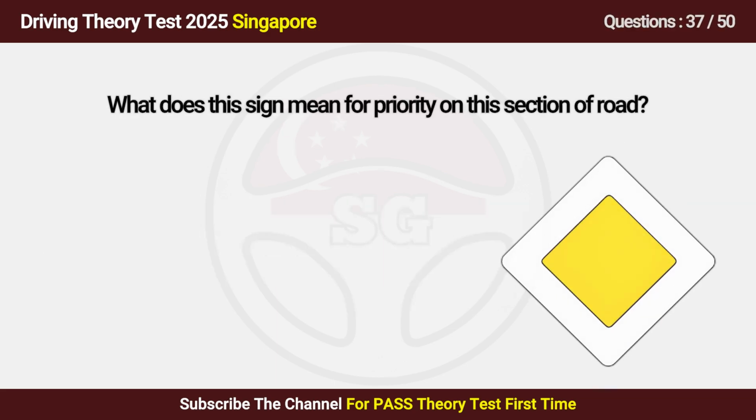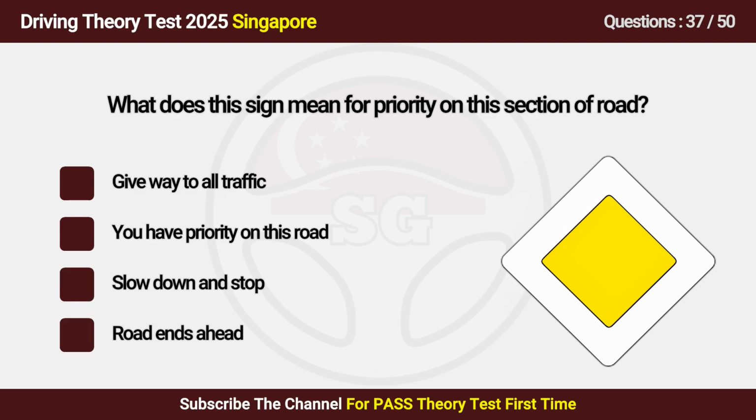Question 37. What does this sign mean for priority on this section of road? A. Give way to all traffic. B. You have priority on this road. C. Slow down and stop. D. Road ends ahead.